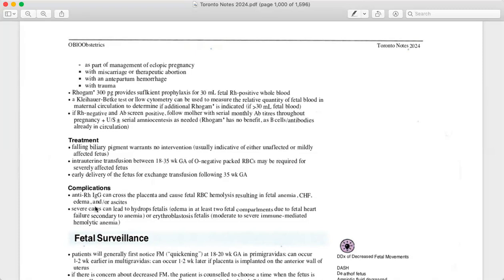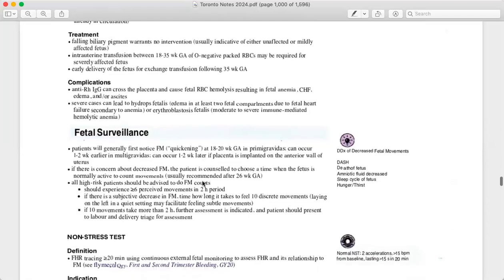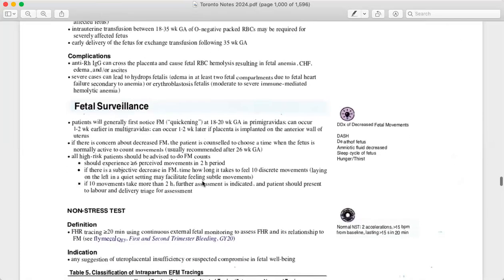Complications: fetal hydrops is one of the most common complications that can develop. What happens is edema in at least more than 2 fetal compartments due to fetal heart failure, just like CHF. So fetal RBC hemolysis leads to fetal anemia, CHF, edema and ascites, and fetal hydrops. These are the 4 basic complications of erythroblastosis fetalis, so just remember these ones. What are the complications that can develop in immunization screening?